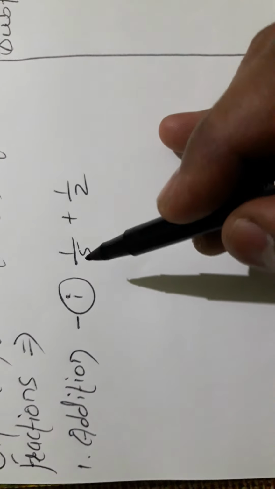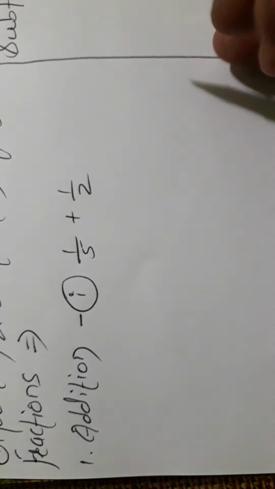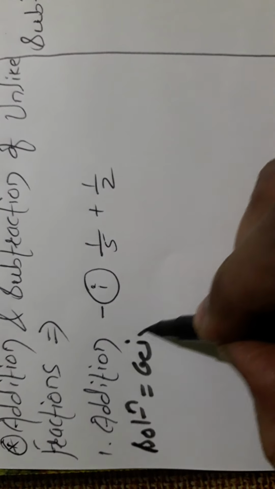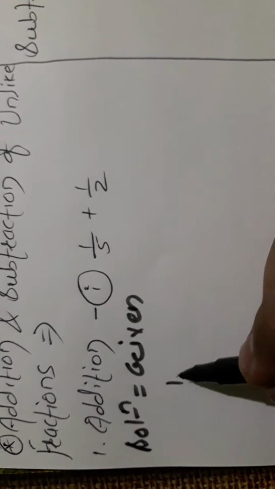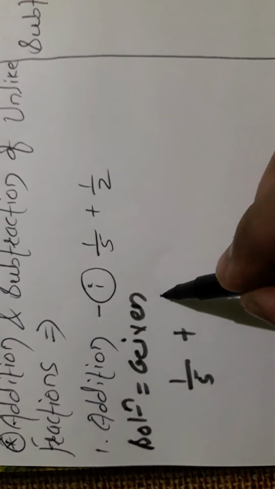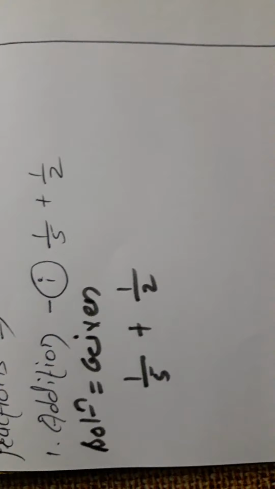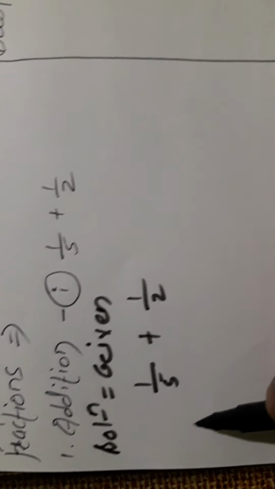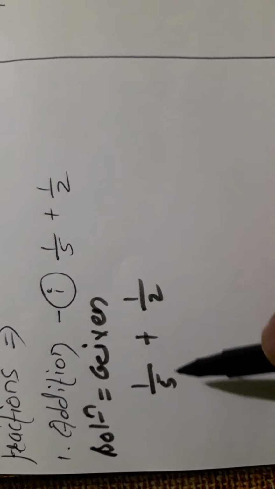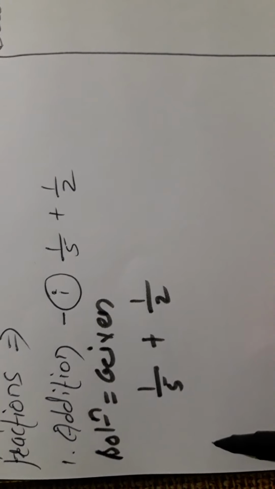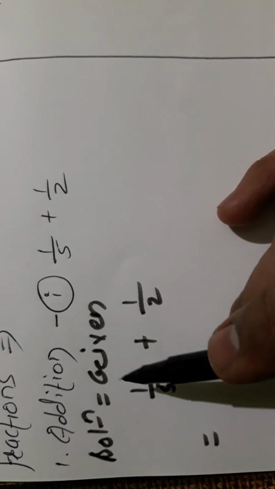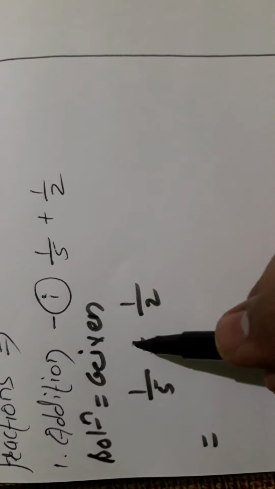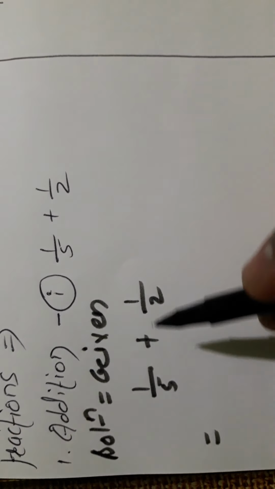Now I will show you first how to do addition by using cross multiplication. I am going to start. Listen here. Solution: given 1 upon 5 plus 1 upon 2, meaning 1/5 plus half. The first method, as I said, is cross multiplication. How to do cross multiplication? Cross multiplication means the numerator of the first fraction into the denominator of the second fraction, plus. If a plus sign is there then plus, if a minus sign is there then minus.